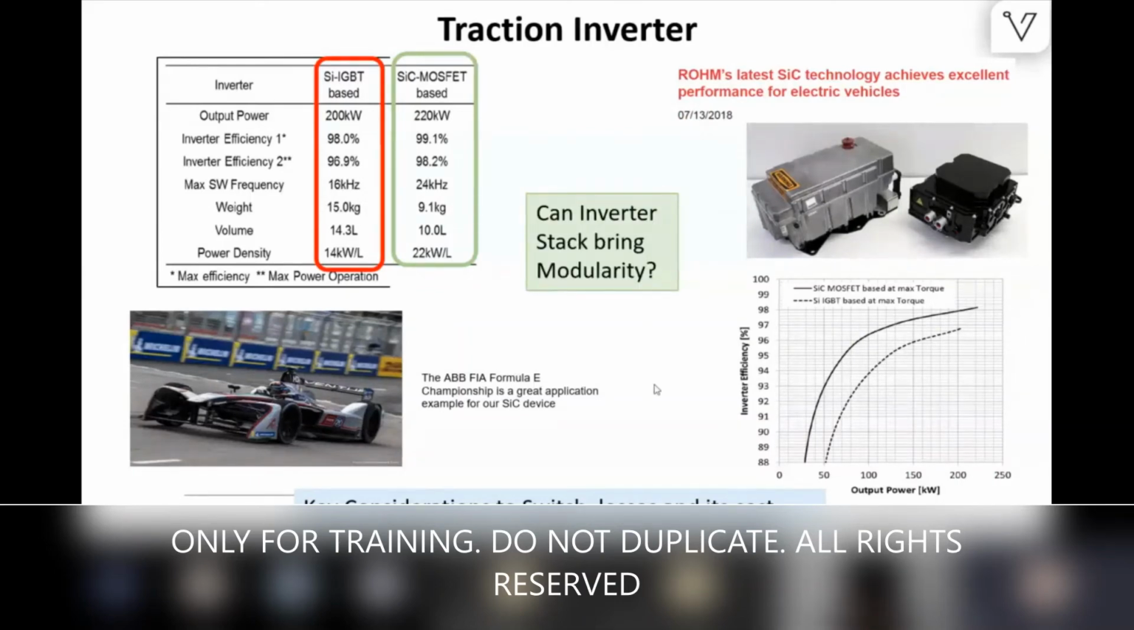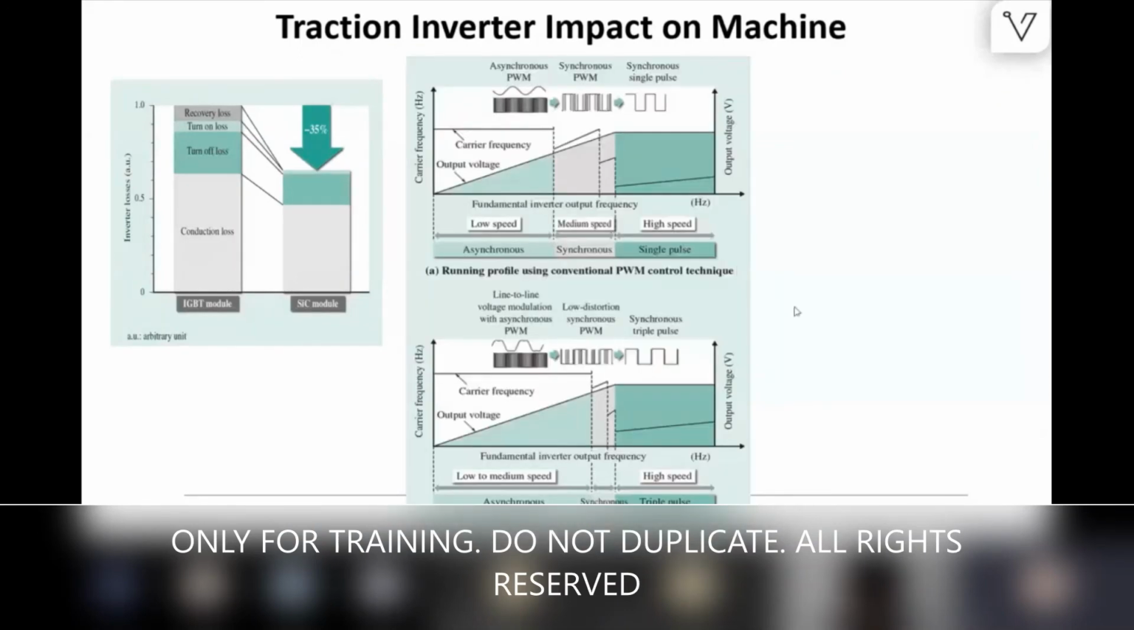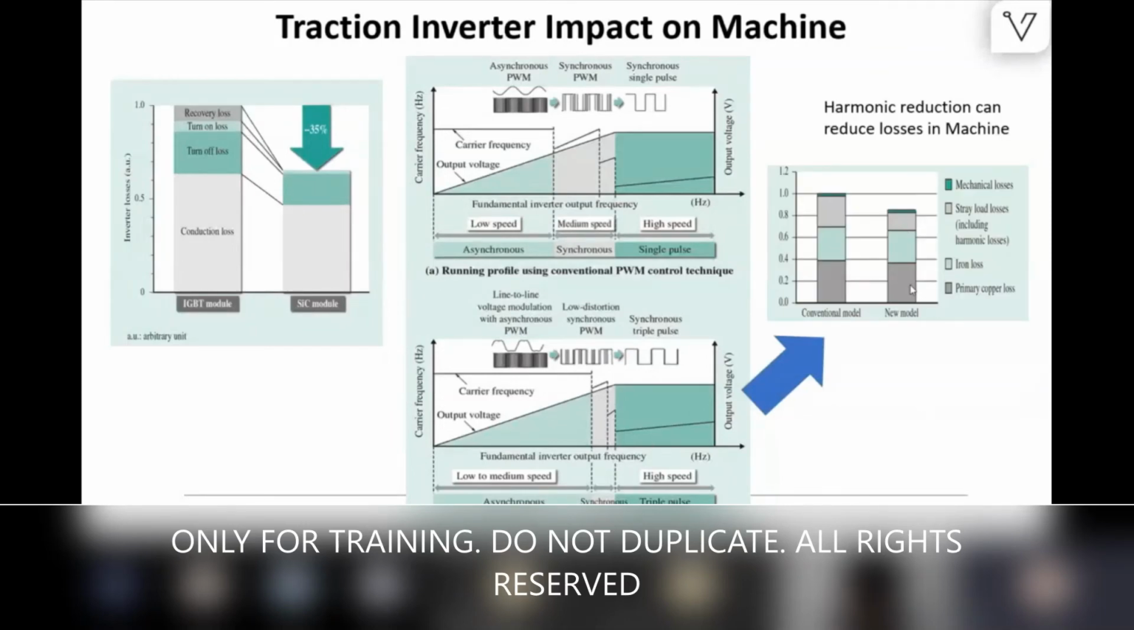And then stacking is another thing that is coming up, or is already there. Inverter stacks bring a lot of modularity. The inverter also impacts the machine, as I mentioned, and SiC especially helps not only the inverter as such but the machine as well. If I adopt SiC, the overall harmonics also reduce because we can adopt better modulation, and it reduces some losses in the machine as well.